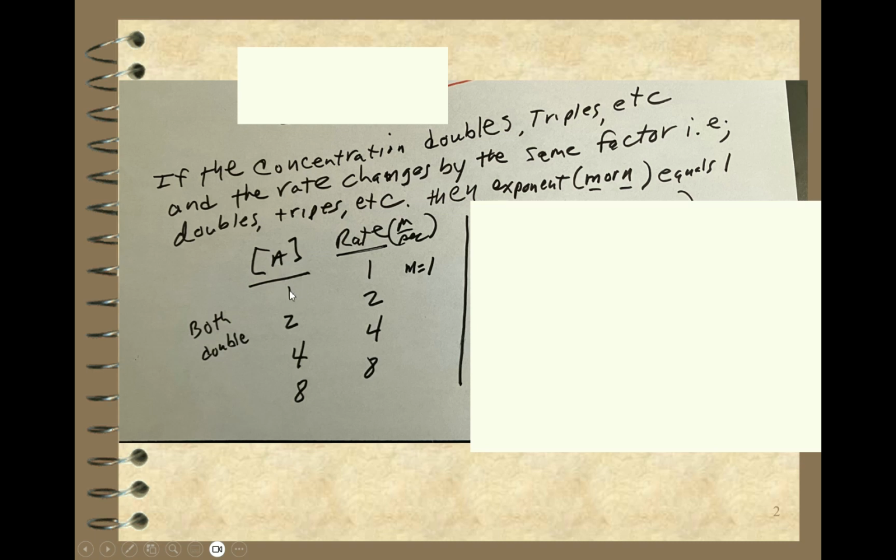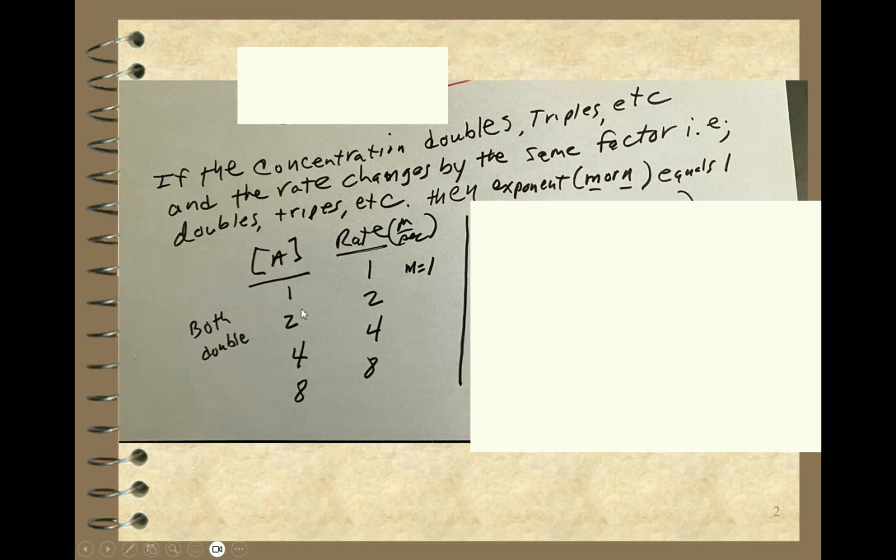So here's a concentration of A. The concentration of A is being multiplied by a factor of 2, so it's doubling. 1 times 2 is 2. It's doubling. 2 times 2 is 4. It's doubling. 2 times 4 is 8. So each of these is doubled, multiplied by 2, and the same thing is true of the rate. The rate doubles, it's multiplied by 2. It doubles again here, multiplied by 2. Doubles again here, multiplied by 2.